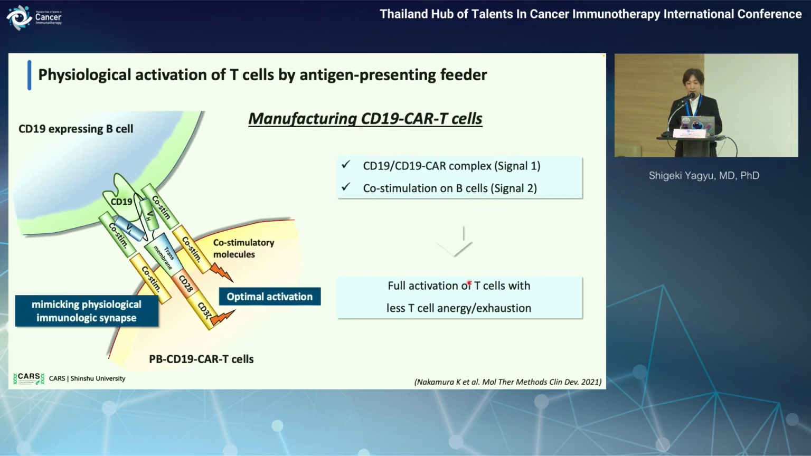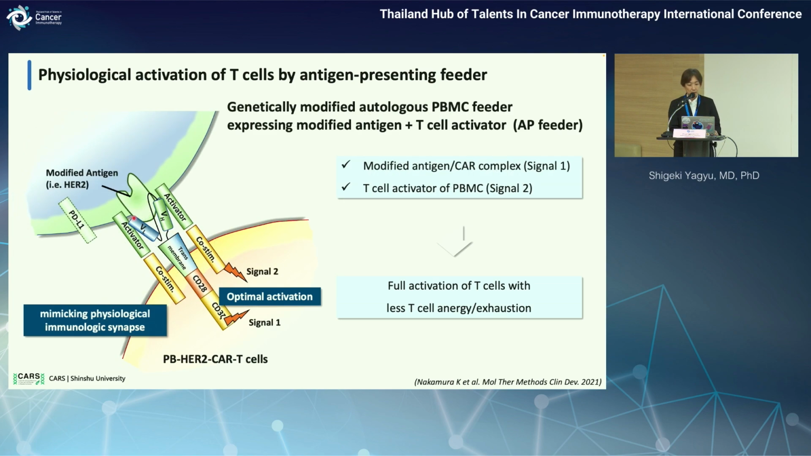So, in the manufacturing of piggyBac CD19 CAR T cells with PBMC-based feeder cells, the CD19 molecule on B cells gives a CAR stimulation as signal 1, and the co-stimulatory molecules expressed on B cells would mimic the physiological immunologic synapse that can lead to full activation and expansion of CD19 CAR T cells with a physiological tone, not excessive like CD3 antibodies.